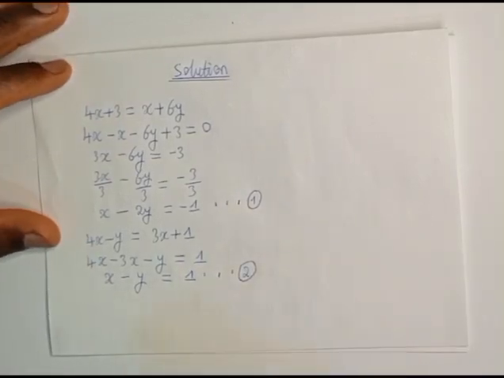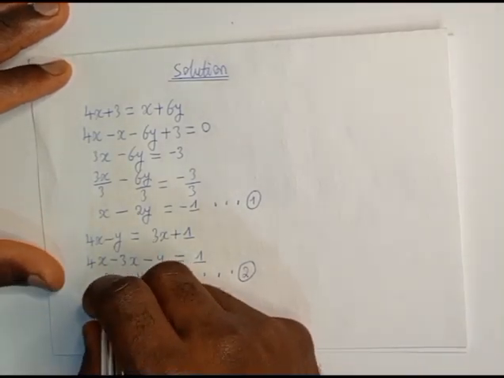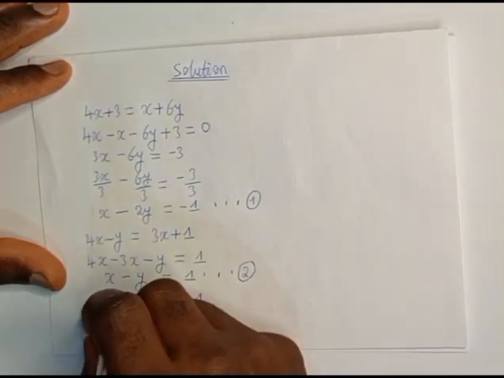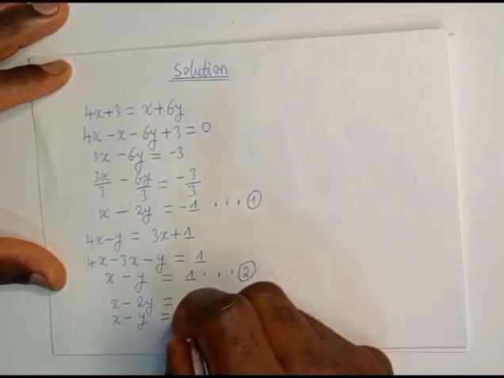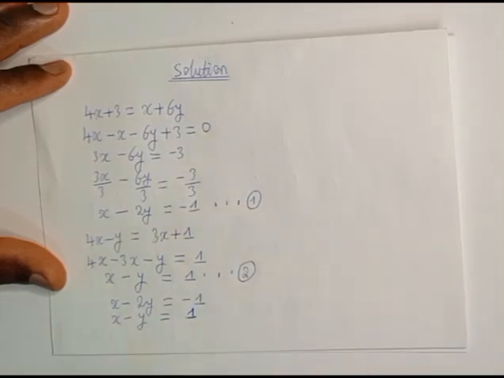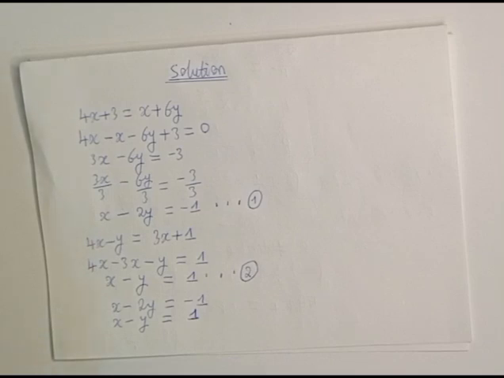We have a pair of simultaneous linear equations which we can solve for x and y. Let's write down our pair of equations. We have x minus 2y is equal to negative 1. We have x minus y is equal to 1. We have these two equations. We can solve for x and y in the two equations by applying the method of elimination. If we subtract the two equations, x will be eliminated.